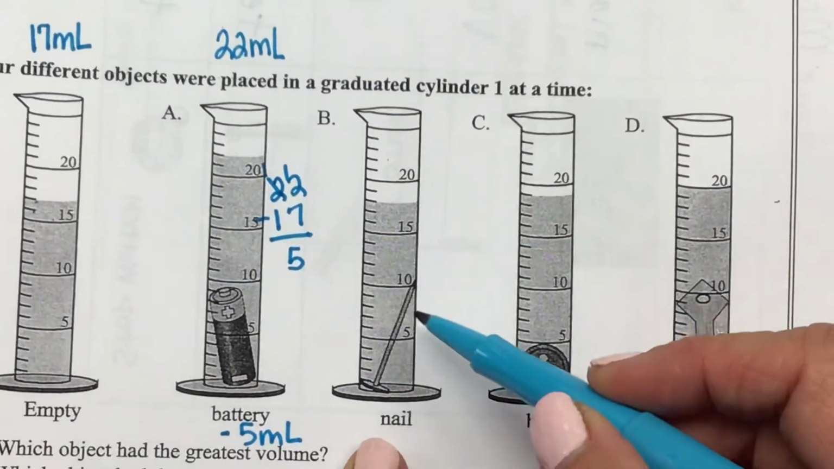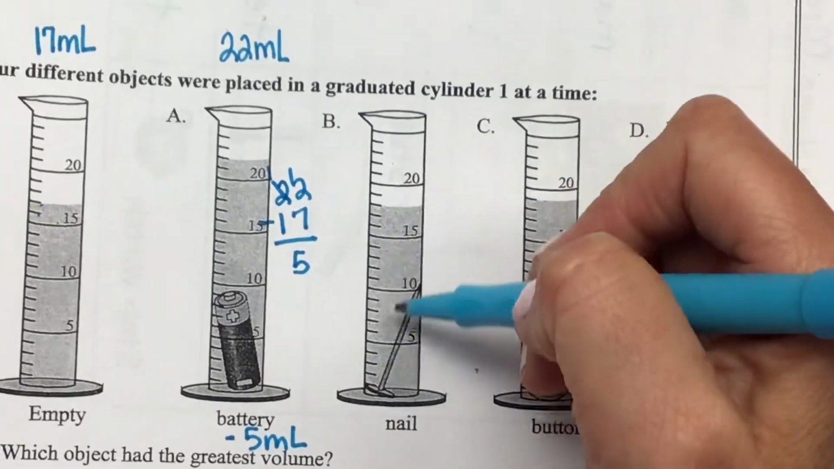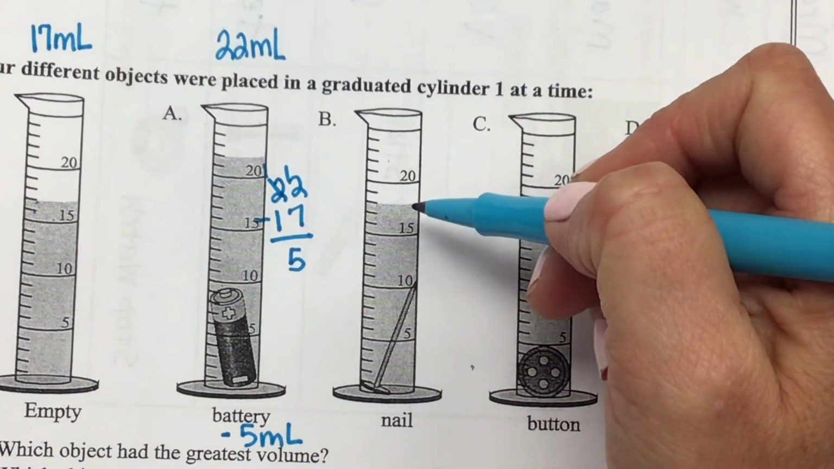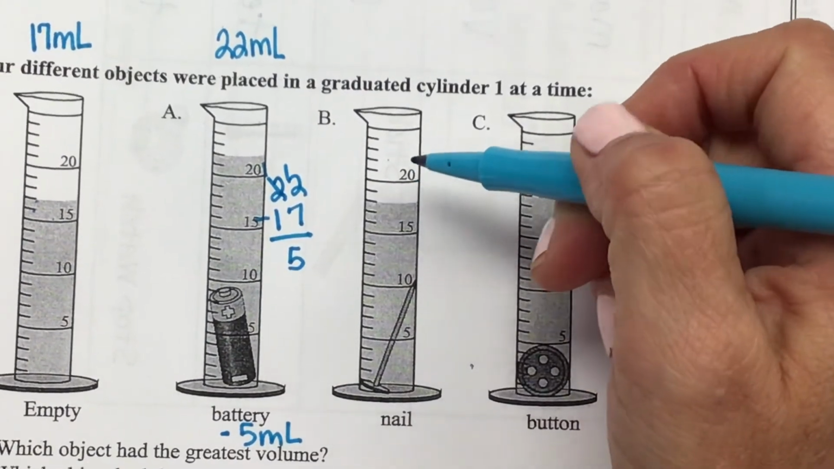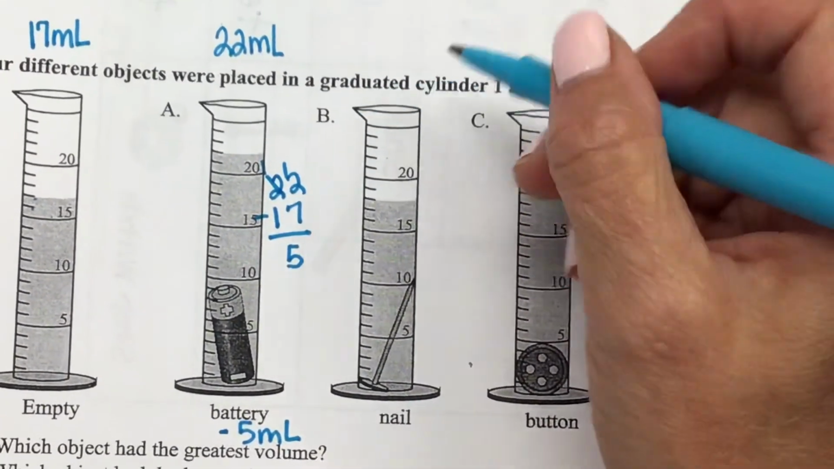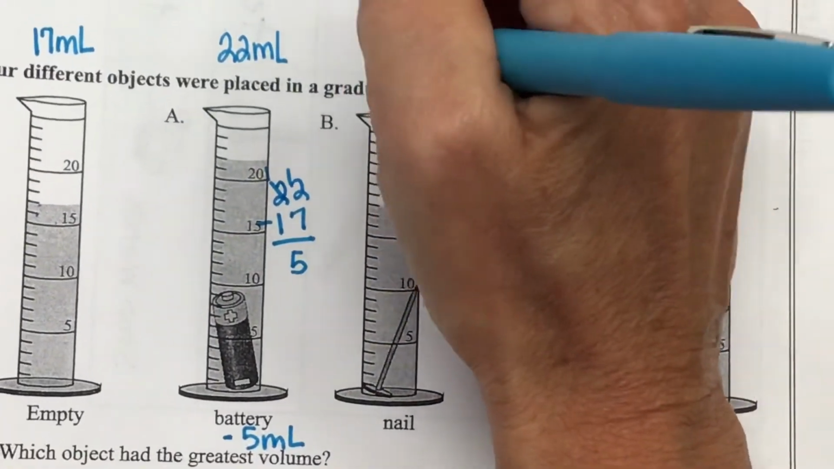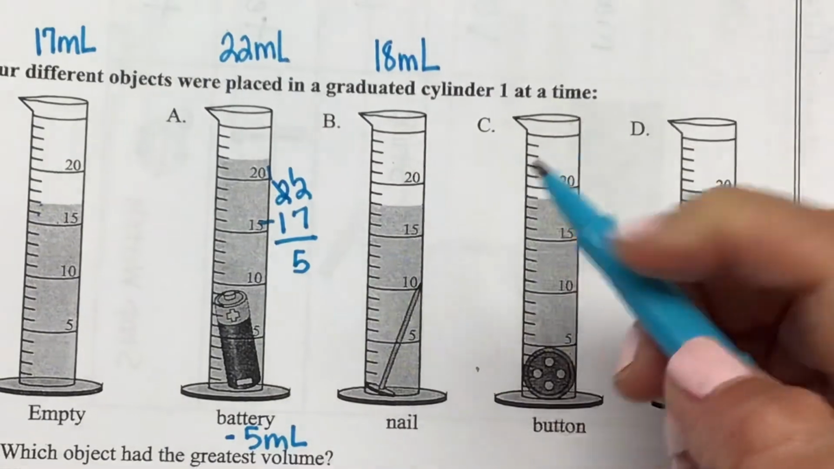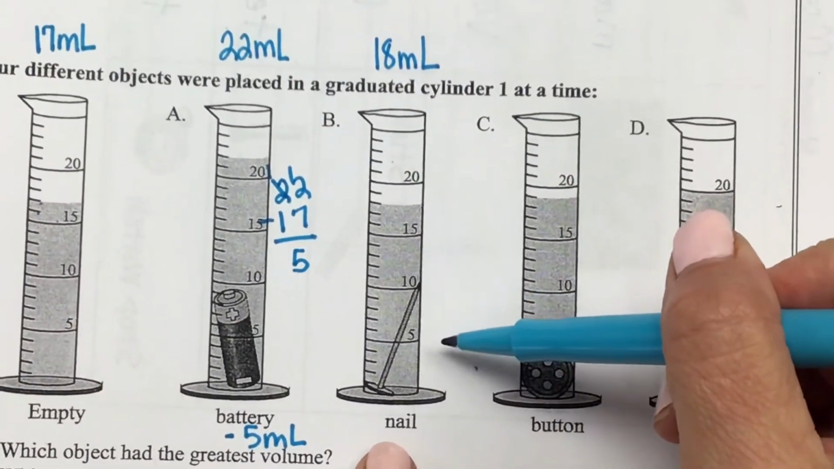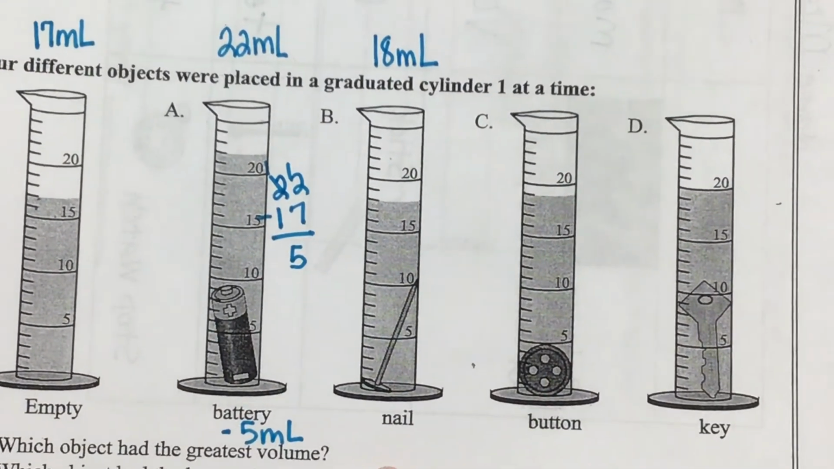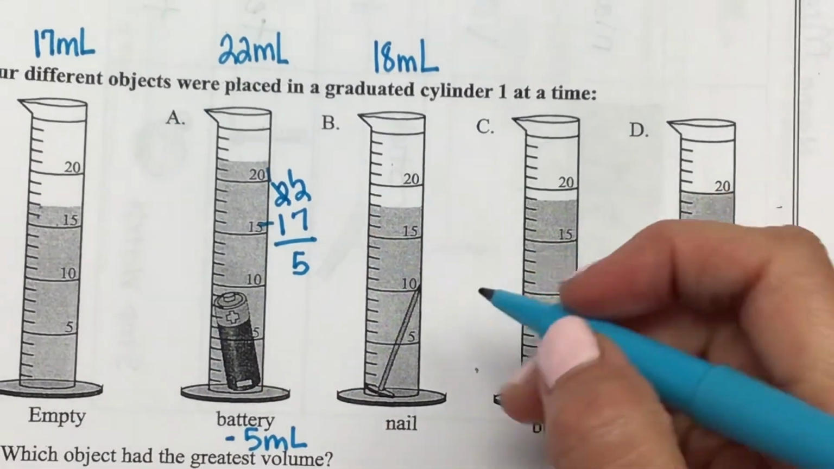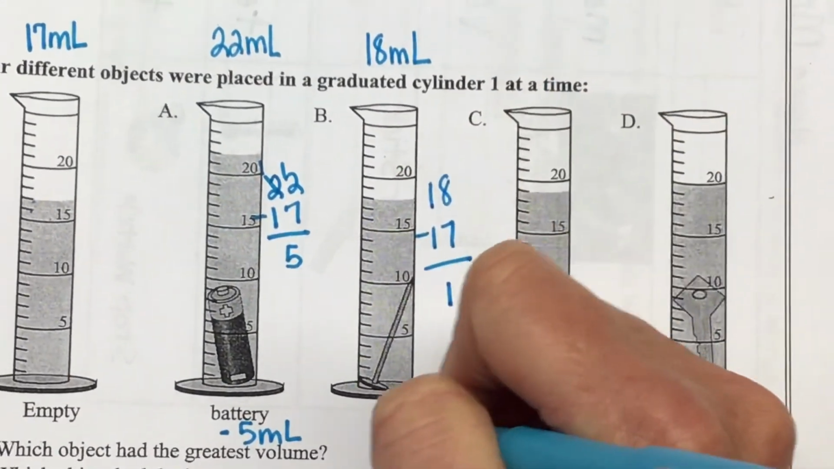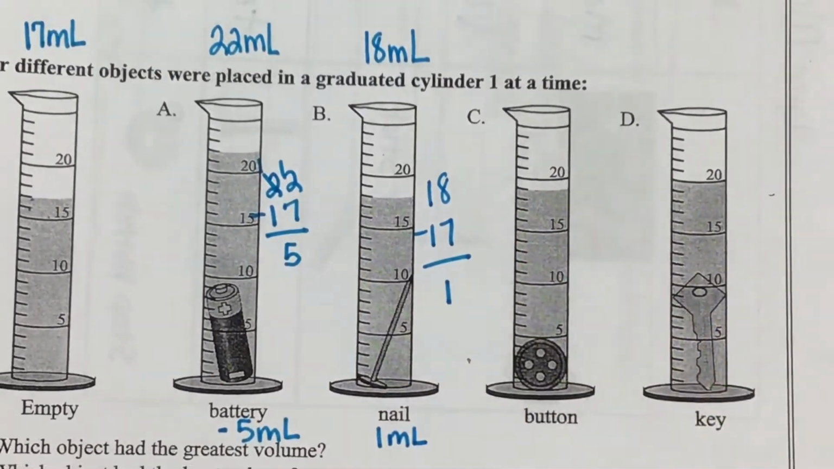Okay, what about the nail? What did it rise to for the nail? What is the total measurement of the water plus the nail? Cordelia? 18. Yes, 18 milliliters. Okay, but you need to be writing these down, please. So what is the volume of just the nail? 1 milliliter. It's 18 minus 17. It's 1 milliliter.